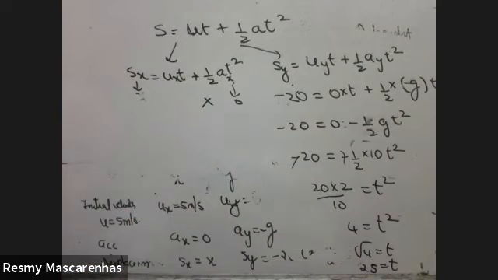40 upon 4 will give me 4, and then t square. The root of 4 will give me 2 seconds. So time is 2 seconds. First part is done.